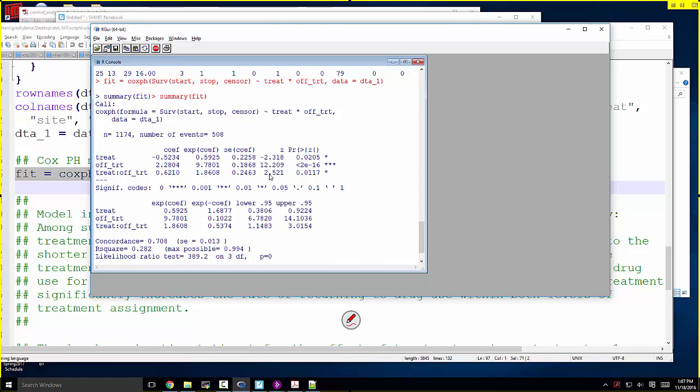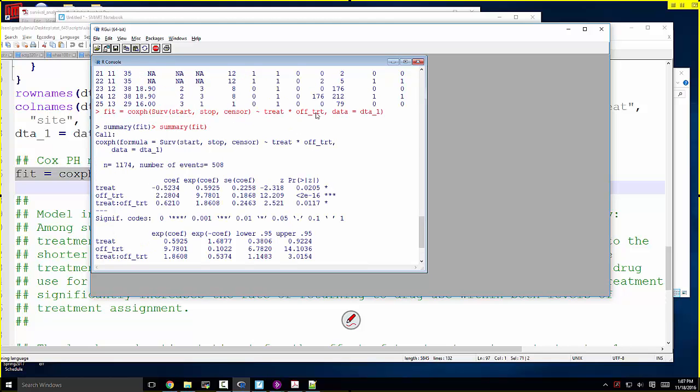So when I passed this in, I did treat times OffTreat. Treatment is 0 or 1 for short or long term, and then OffTreat is 0 or 1 for whether you are off treatment. So if you say treat times OffTreat, you get treat and OffTreat and the interaction. That's shortcut syntax to say, give me the main effects and the interaction.